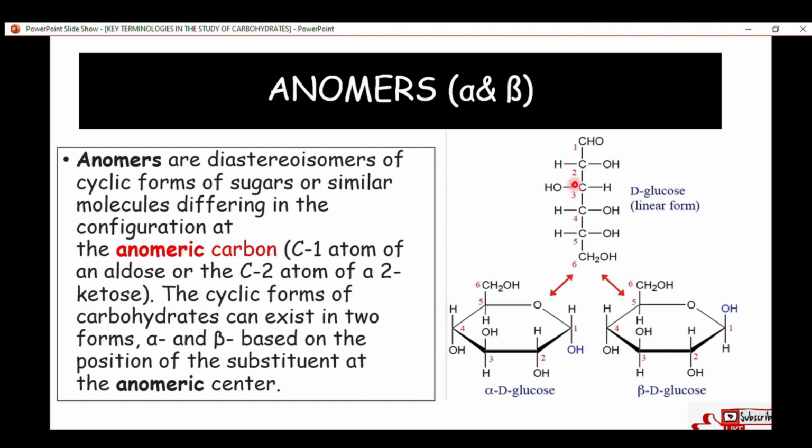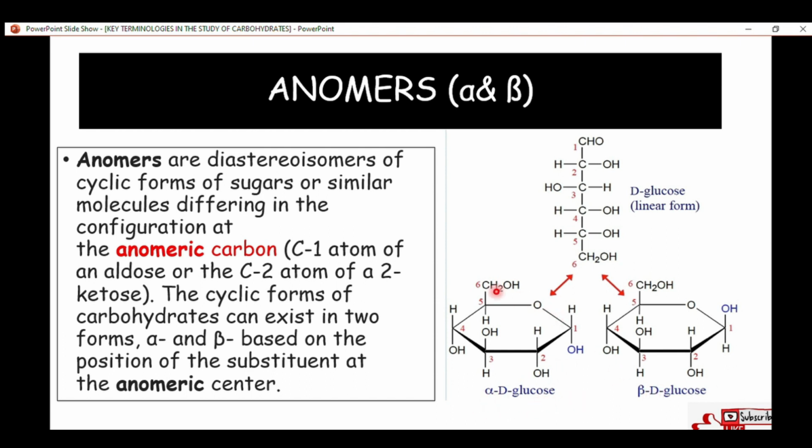Okay, so this is the Fischer projection and this is the Haworth projection. So carbon 1 here is called an anomeric carbon, and this is also called an anomeric carbon. And why do we have alpha D-glucose and beta D-glucose? It's due to the position of the hydroxy group, the OH group at the anomeric carbon. So the direction it shows determines whether it's alpha or beta.